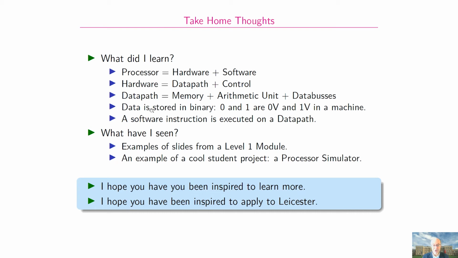Data is stored inside the machine using binary. Binary numbers are sequences of zeros and ones, and very roughly speaking, inside the machine, these are set up in the hardware using wires and other components where you can measure a voltage of 0 or 1. And then software instructions in general are executed on a data path, so rather like the add instruction that we saw. So overall, what have I shown you?